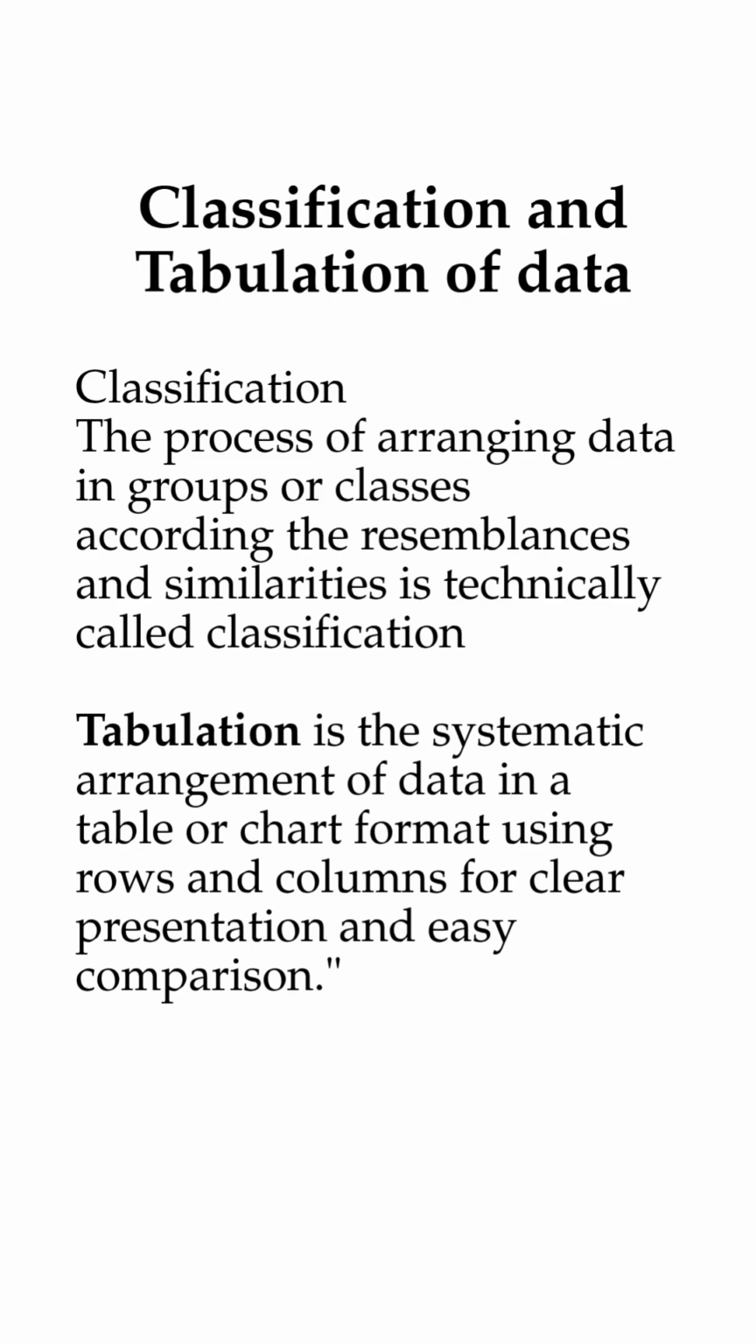Then classification and tabulation of data. Classification, the process of arranging data in groups or classes according to resemblances and similarity, is called classification, and tabulation is the arrangement of data in table or chart format using rows and columns for clear presentation and easy comparison. That is the classification and tabulation of data.